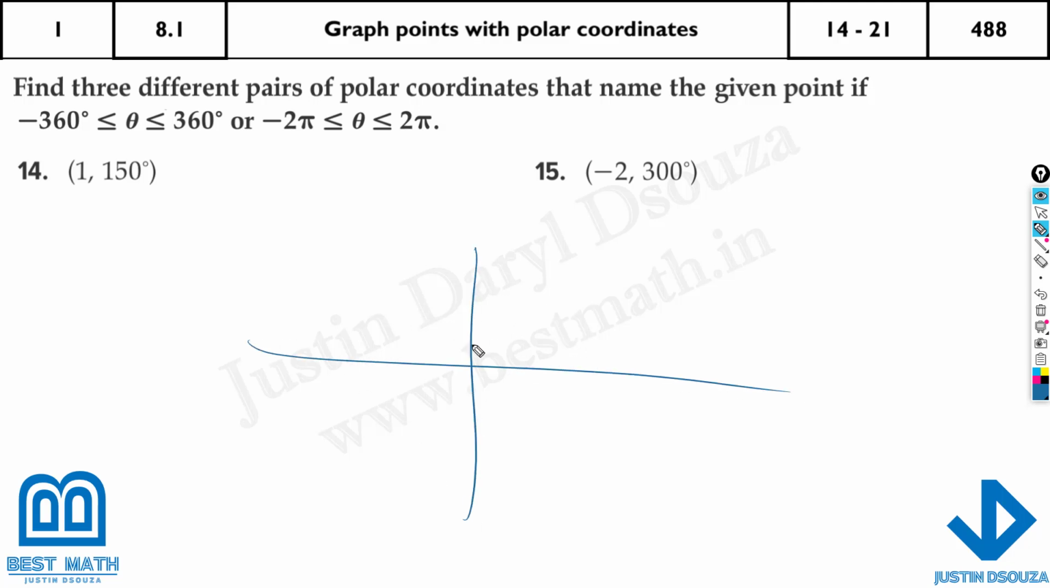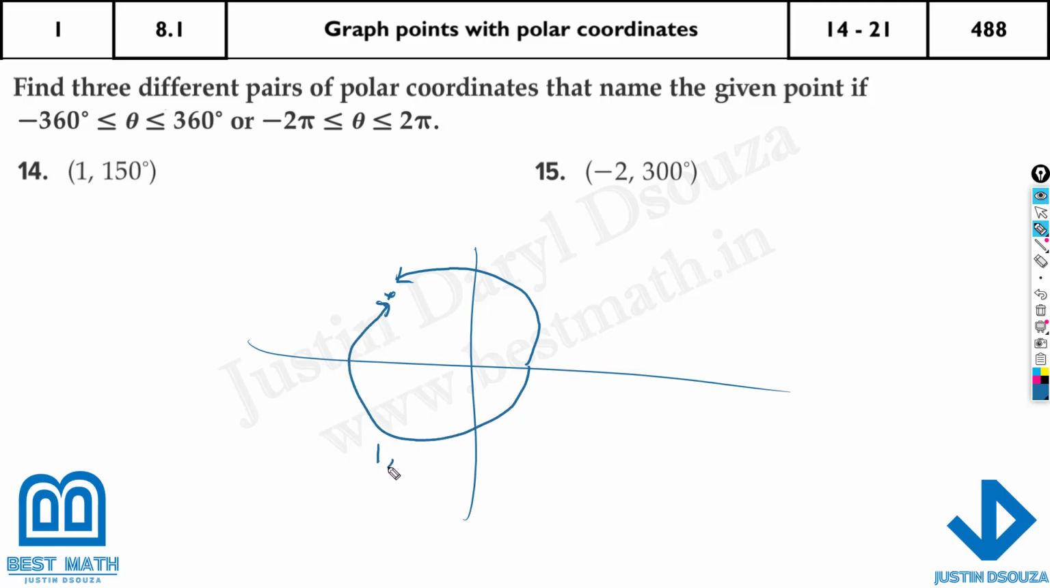So imagine this is a polar grid and see the point 1. Imagine this is the radius of 1 and 150 degrees is in between over here in the second quadrant. So one way, the easiest way, is to go 1 from this side and 150 degrees. Okay, over here we go. That is the way to represent it. Another way would be the other side, represented like this.